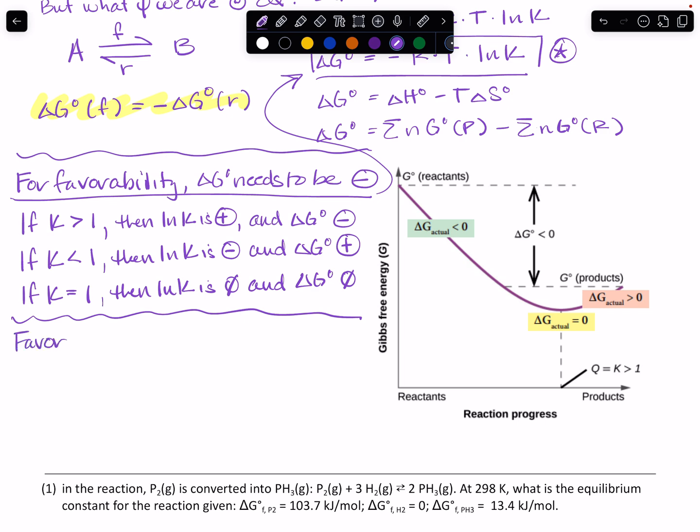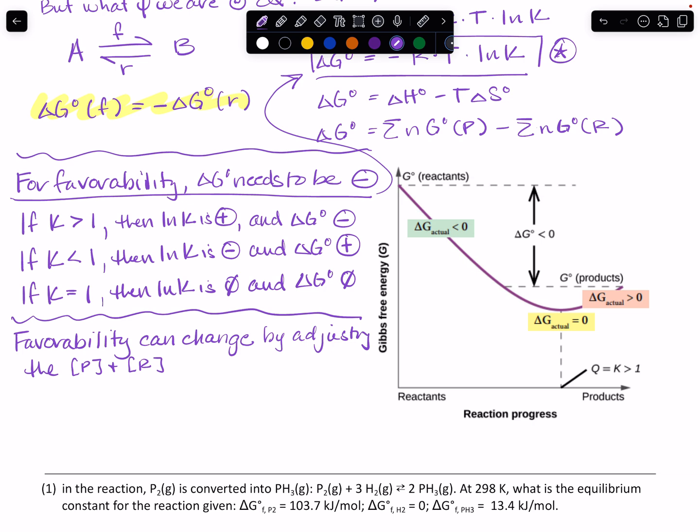All right. Now, we know that favorability is dependent on the value and sign of delta G. All right, but it can change. We saw that with our formula for enthalpy and entropy, where it was dependent on temperature. All right, but there are other ways that we can influence the favorability. And one of them is by adjusting the concentration of our products and the concentration of our reactants.